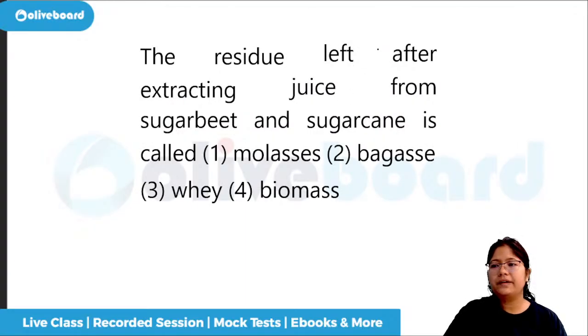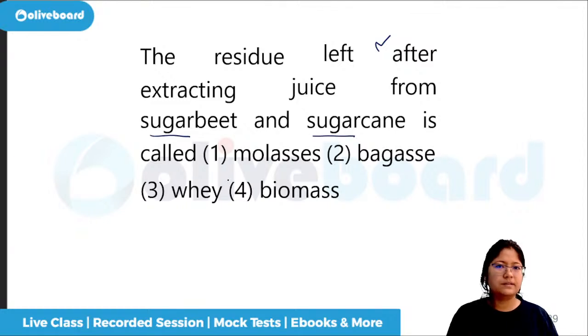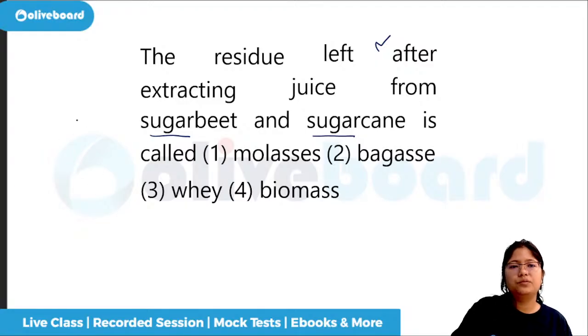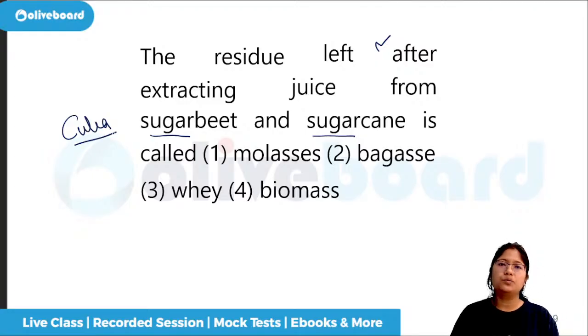The residual left after extracting juice from sugar beet and sugar cane. The juice is extracted from the beet. We have the beet sugar, which is produced by Cuba, and they also produce the highest. They are known as the sugar bowl of the world. For sugarcane, India is the highest producer.